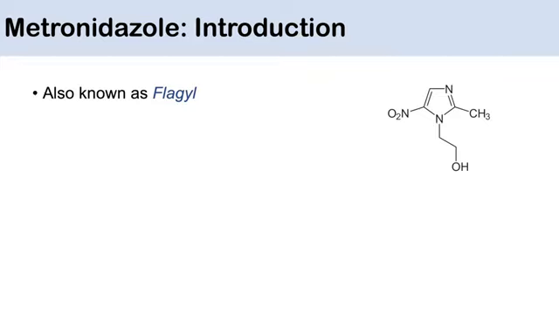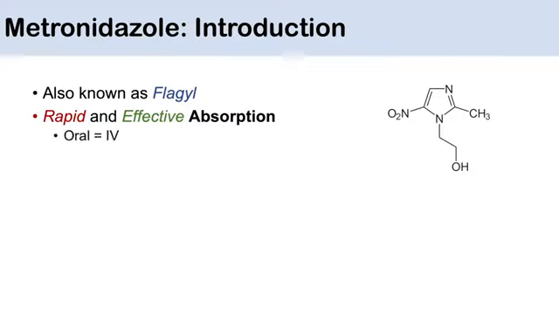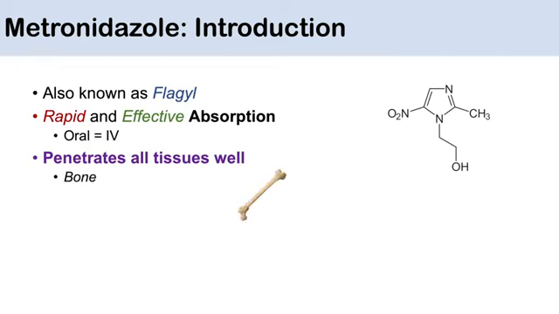It's a small molecule with a low molecular weight, and that will become important when we talk about its mechanism of action and distribution. Because it is a low molecular weight molecule, it has a rapid and effective absorption, and it can be absorbed equally well with oral and IV administrations. And it penetrates all tissues well because of its small size. It can penetrate bone well and also penetrate in the blood into the brain through the blood-brain barrier.